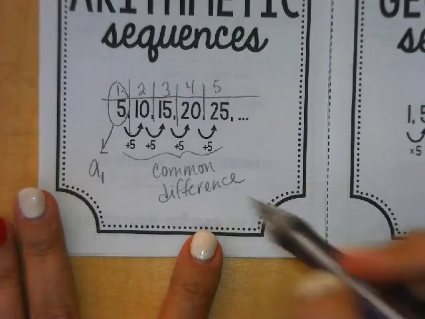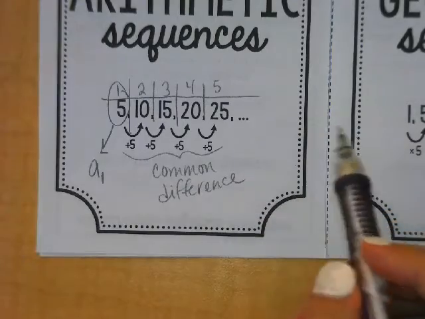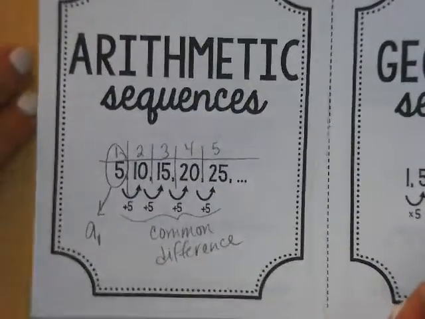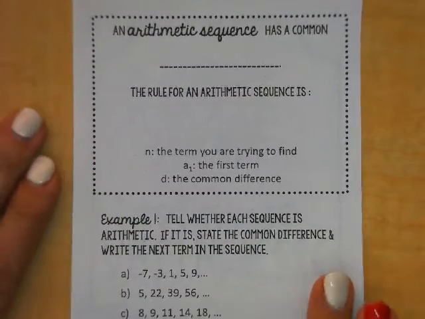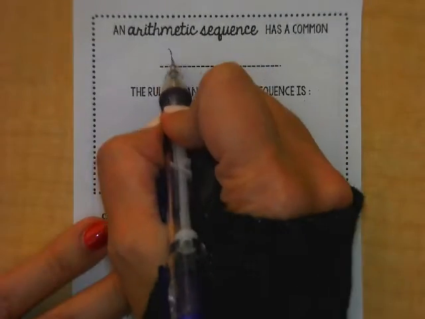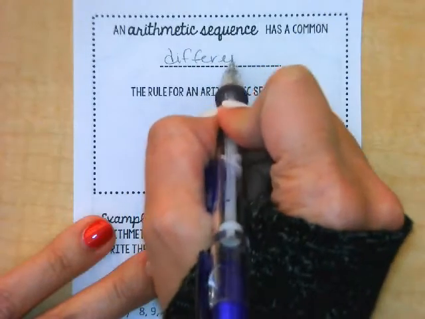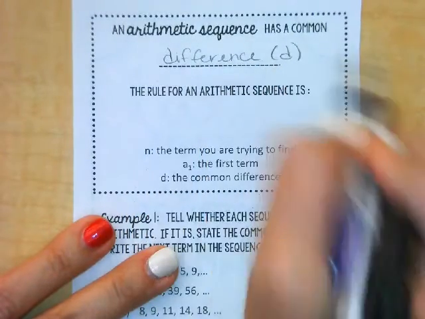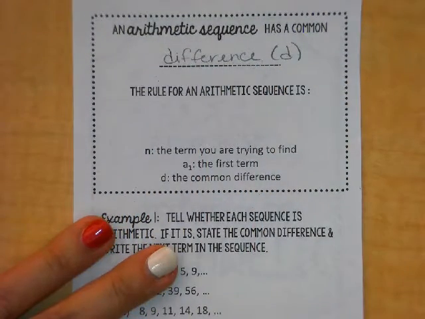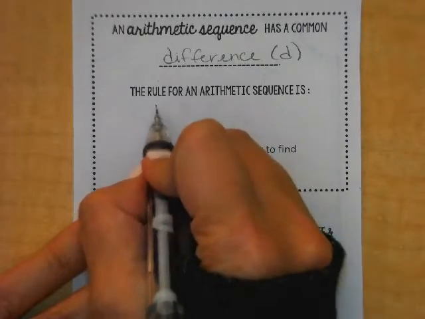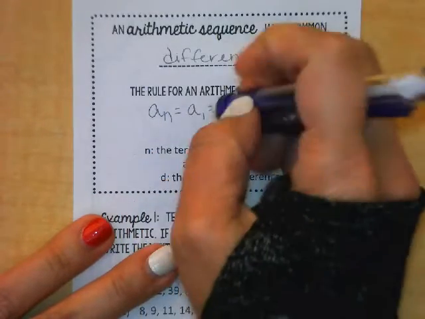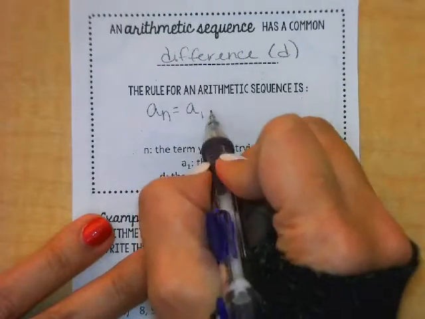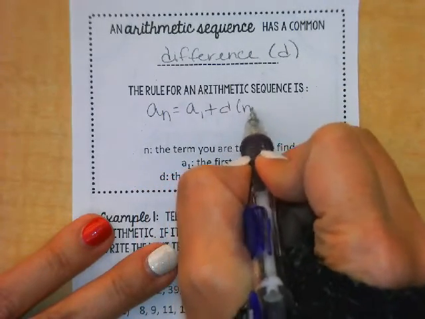Now, your common difference can also be subtracting. All right? So we're going to open this up, and we're going to do a little recap here. An arithmetic sequence has a common difference. We use the letter d to represent that. It's kind of like our m, our slope. The rule for an arithmetic sequence is a sub n is equal to a sub 1 plus d times n minus 1.